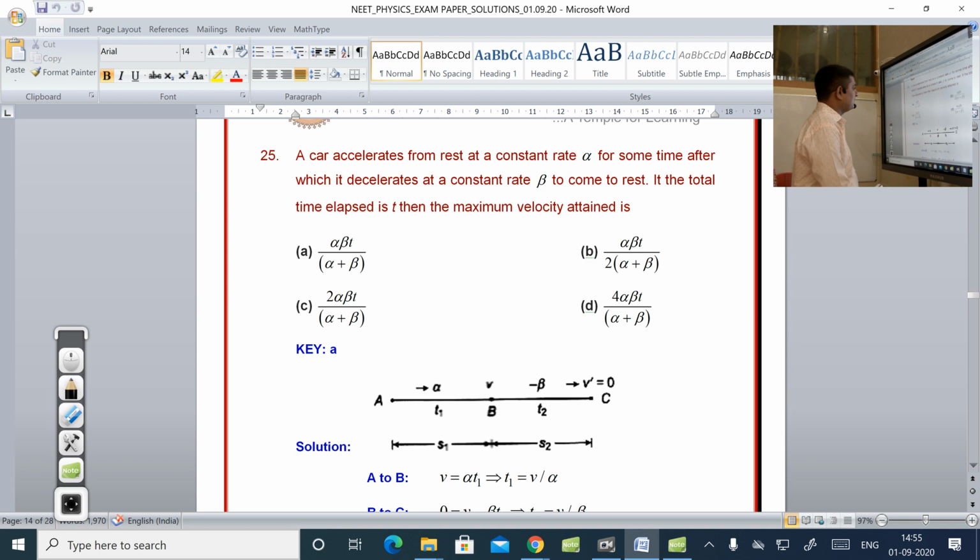26th, in the previous question, what is the total distance traveled? Then you can easily apply the equation v square minus u square equal to 2as in the two intervals. So this is also standard: alpha beta t square by 2 into alpha plus beta.